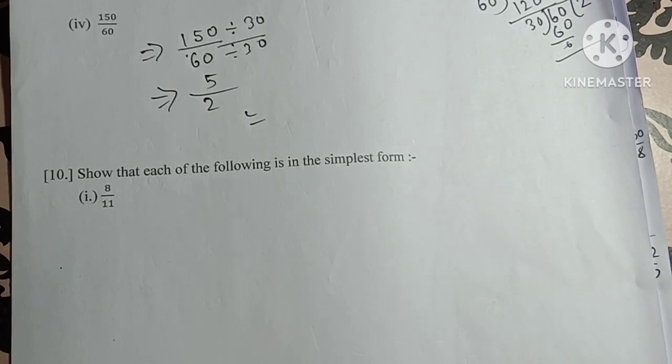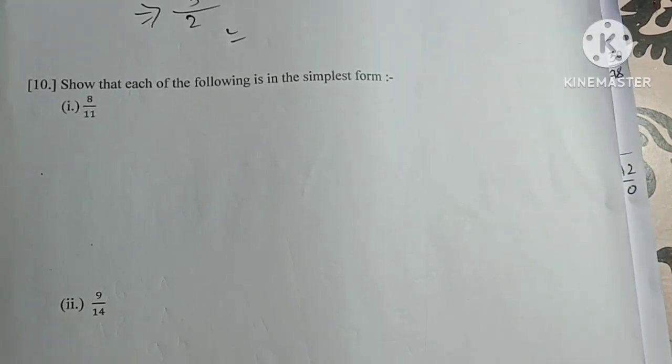Now the 10th question is saying you have to show, which means you have to prove that the given fractions are in simplest form. Sir, what is the question asking? The question is asking, beta, that you have to show that it cannot be divided further by any number. That means there is no number which can divide both the numerator and denominator any further. It is completely the reverse of what we have done in question 9.